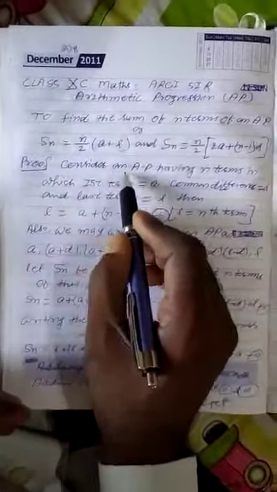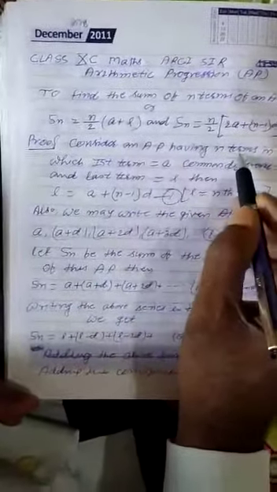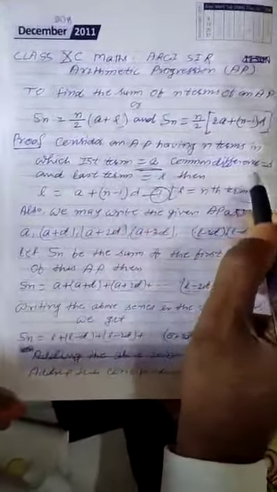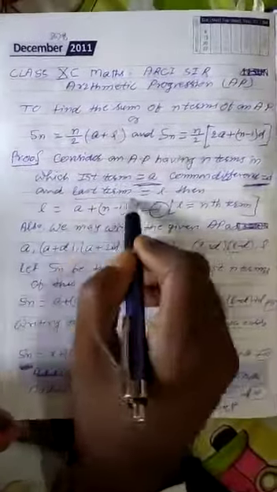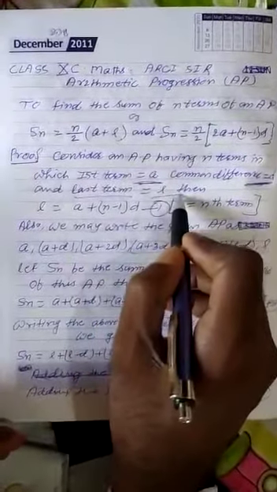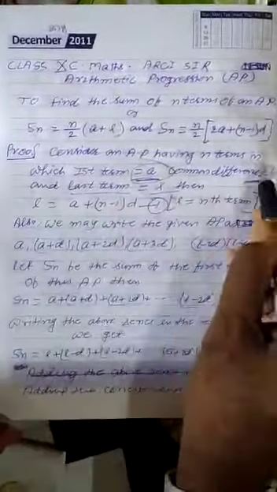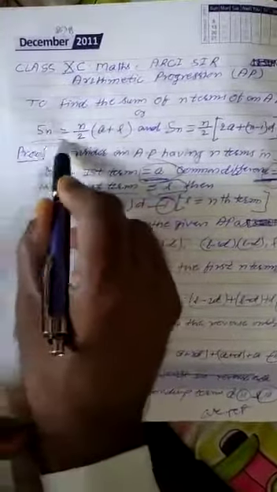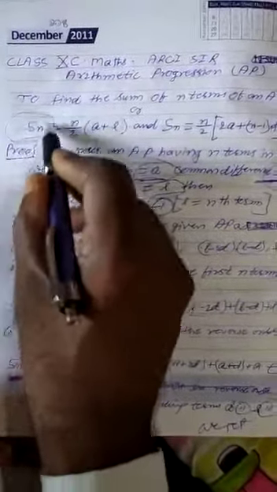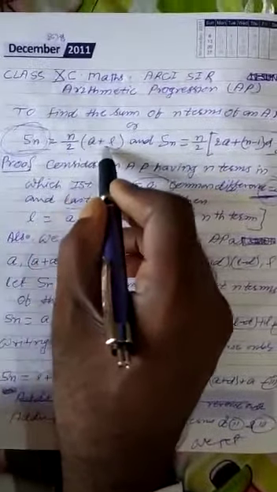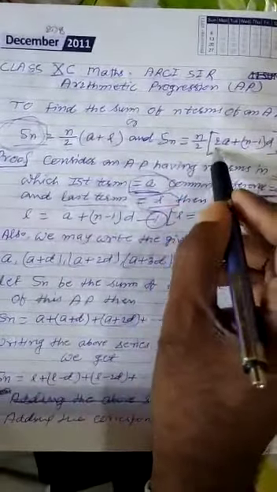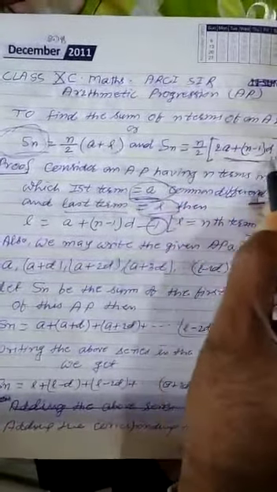Proof. Consider an AP having n terms in which the first term is a, common difference d, and last term is denoted by l. The sum of the n terms, denoted by Sn, is equal to n by 2 (a plus l), or Sn is equal to n by 2 (2a plus (n minus 1) into d).